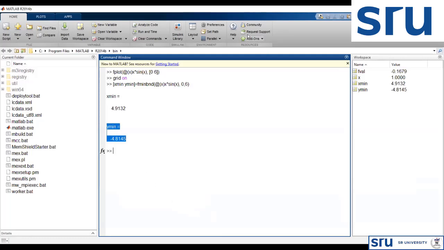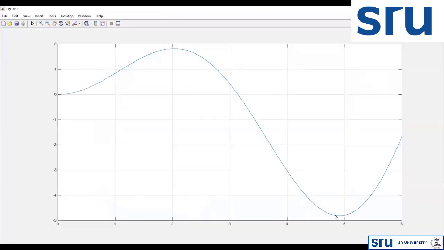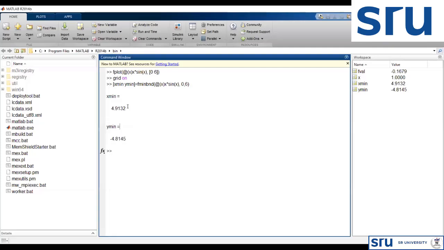Where will you get it? I will show it in the plot. So what is the minimum value of x and what is the minimum value of y? The x will be maybe 4 point some value, and the minimum value of y will be minus 4.9 or some such value. So same thing, we have got the answer. See, x minimum was 4.1 and y minimum was minus 4.8.